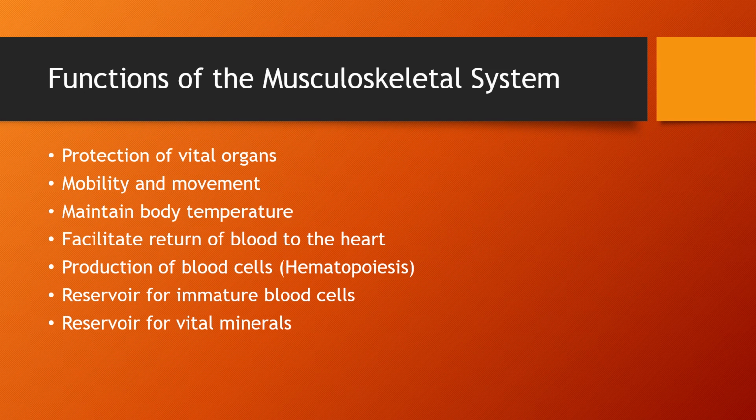So the musculoskeletal system has a variety of functions that it serves. First of all, it provides protection for vital organs, such as the brain, our heart, our liver, our kidneys, our lungs, and our spleen, because it provides a sturdy framework to support the body and to protect all of those structures. The musculoskeletal system also makes mobility possible.